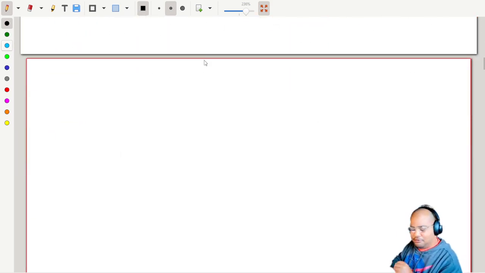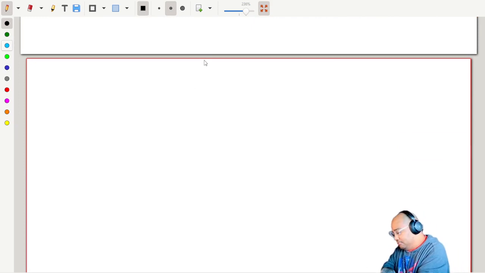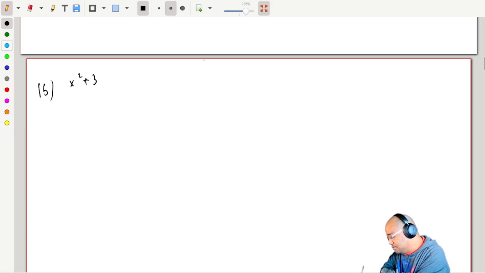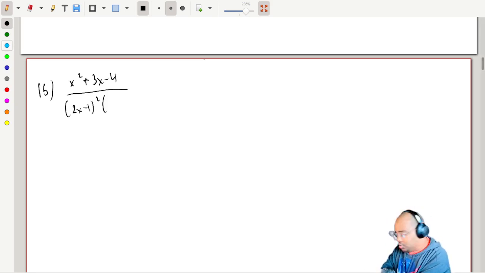Our next fraction here I have to consider, okay, this is 1b here. We have x squared plus 3x minus 4 over 2x minus 1 squared times 2x plus 3.